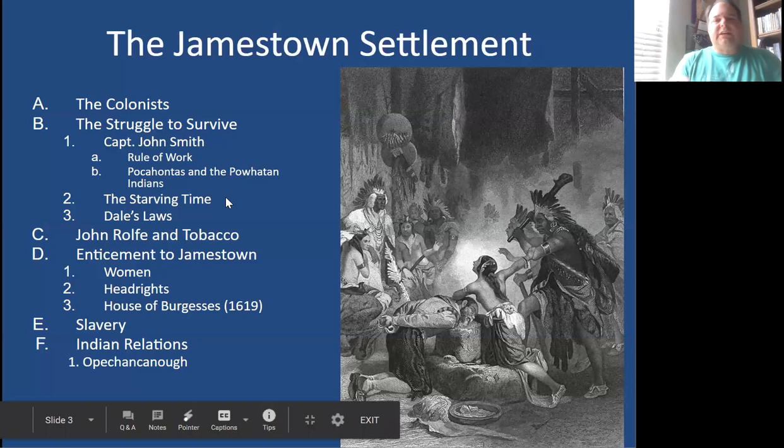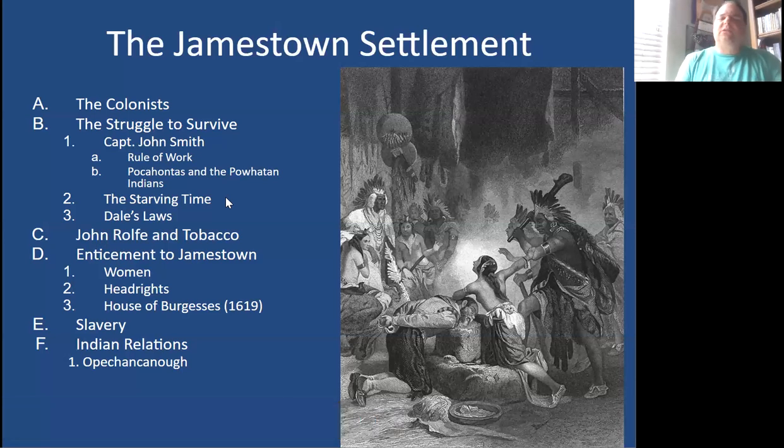So the winter of 1609, 1610, still a very terrible time in Jamestown. The death rate is still staggering. After the first 600 colonists had come to Jamestown, only about 60 were still there alive. That means 90% were either dead or had decided to give up and go back to England to survive.